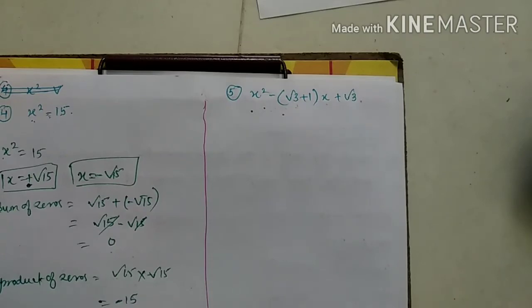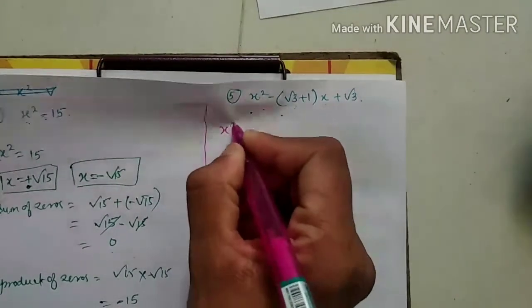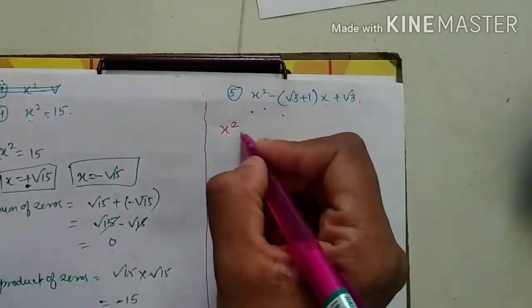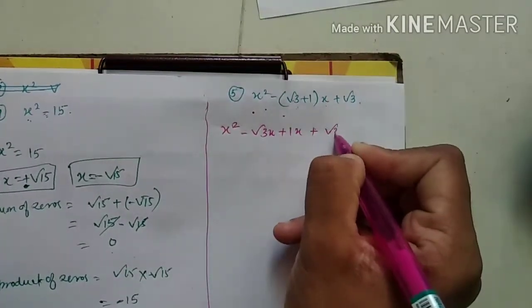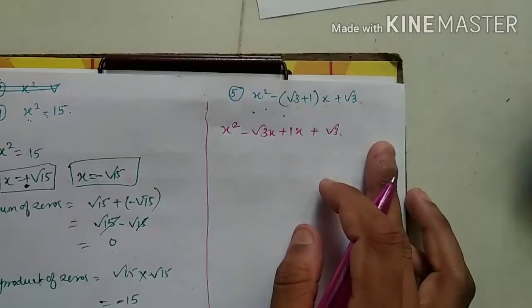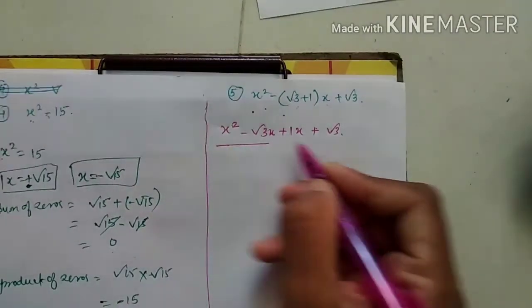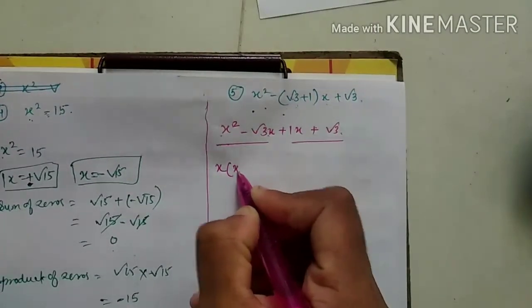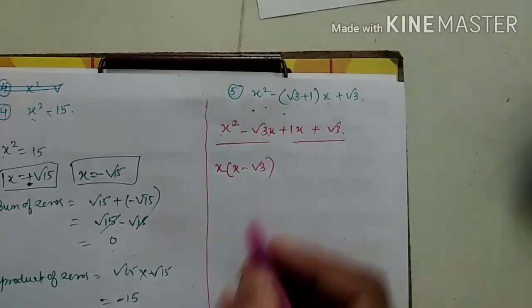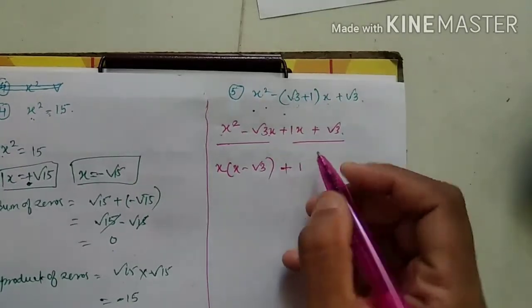How? Just see. I am doing x square, and this x I am multiplying inside. So what am I getting? Root 3 x plus 1 x plus root 3. As you know, it is already in factor form. So make pairings. Here is x, here is x. So I am taking x as common, and x minus root 3 is remaining. 1 I am taking as common.